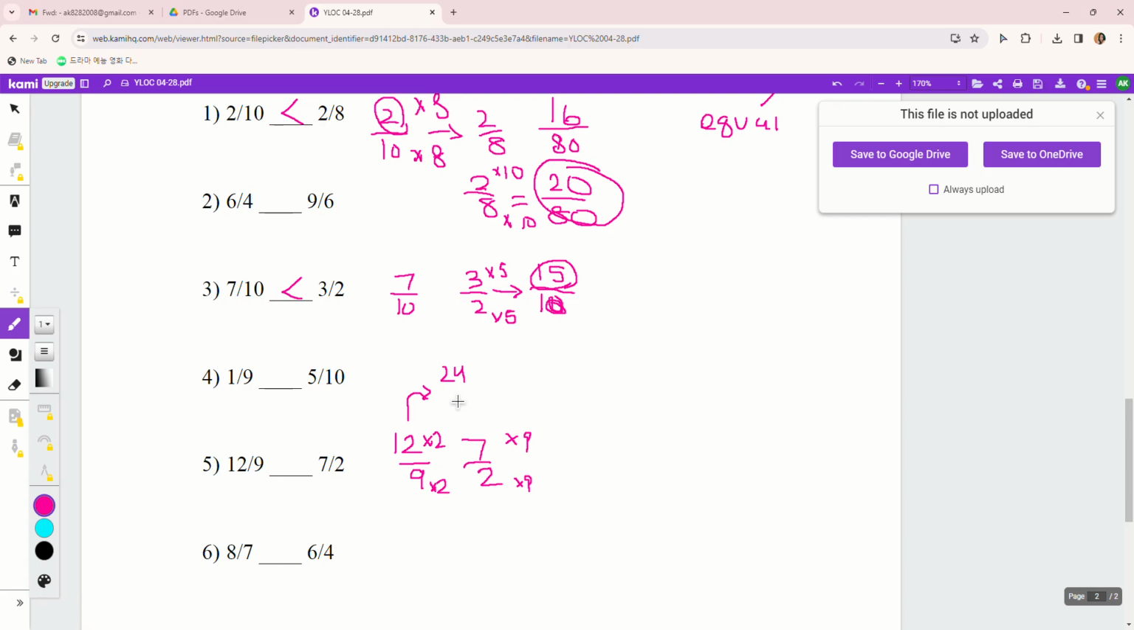So for this one, it would be 24, because 12 times 2 is 24, 9 times 2 is 18, and this one would be 7 times 9 is 63, and 9 times 2 is 18. So clearly this one's the bigger fraction, so 7 over 2 would be greater, so it would point this way.